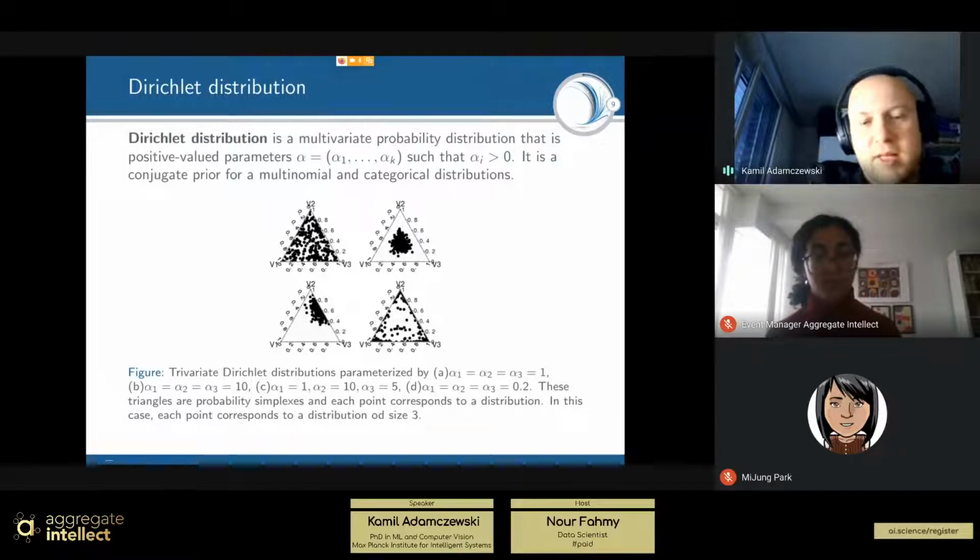In the case when they are the same but the value is bigger, for instance 10, the samples will be more concentrated in the middle, which means that the values in each sample will be more similar. For instance, 0.3, 0.3, 0.3.